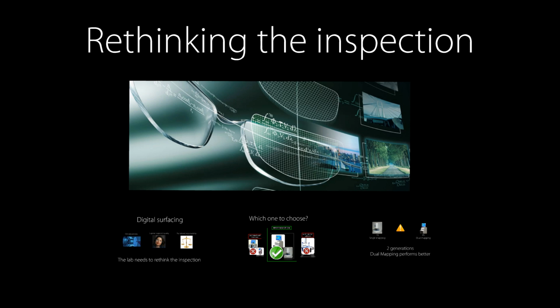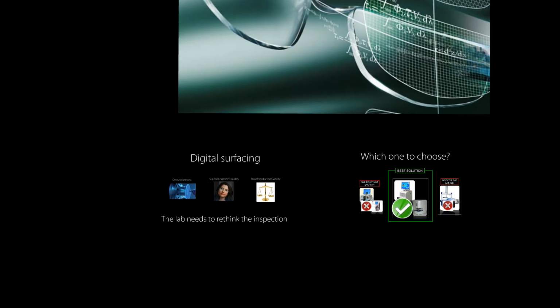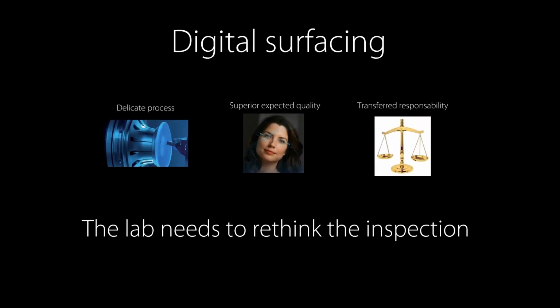Digital surfacing has been a tremendous breakthrough for the ophthalmic industry by providing the means to surface any individualized design directly on the backside of the lens. A process that we call design replication. The change in the technology is huge and the difference in accuracy is impressive. During my last conference, we have seen that with the advent of the digital surfacing technology, the lab needs to rethink the inspection for at least 3 reasons.